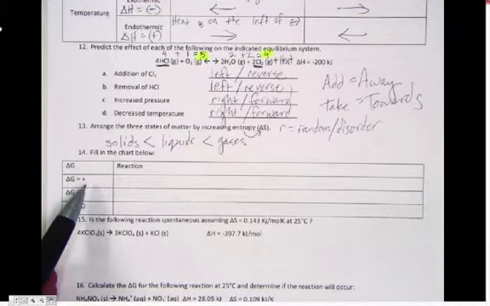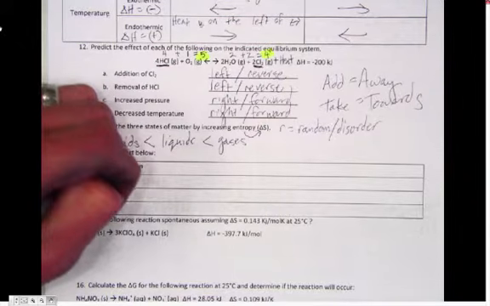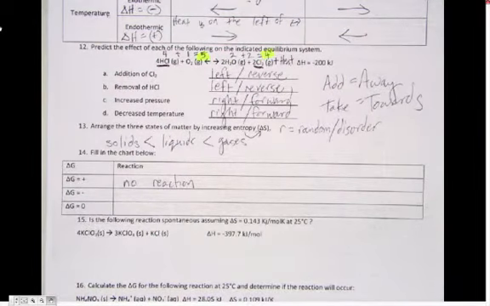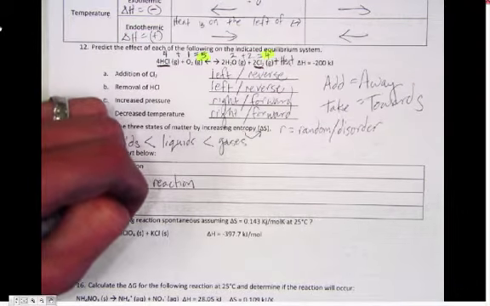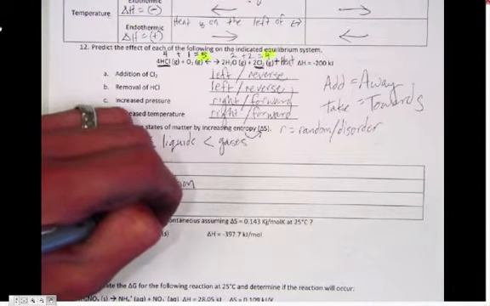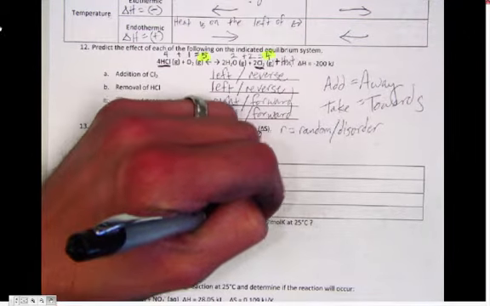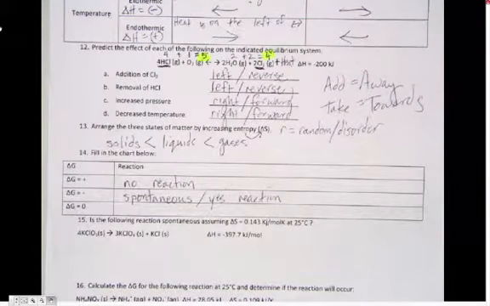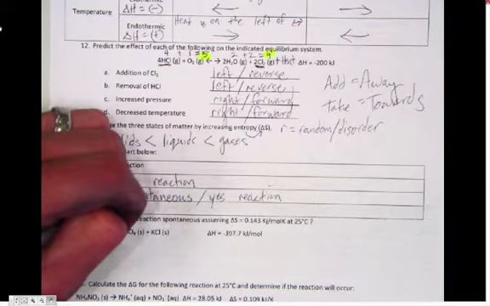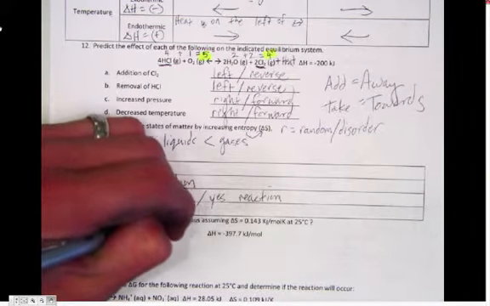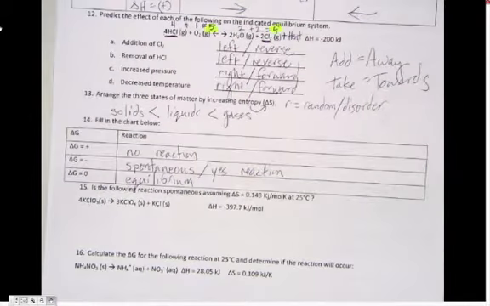Okay, fill in the chart below, delta G. If the delta G of a reaction is positive, no reaction. If the delta G is negative, spontaneous, or what we call yes reaction. Okay, if the delta G is at 0, it's at equilibrium. Okay, last two problems. So we're looking at question 15.